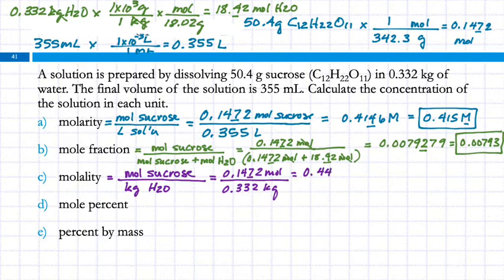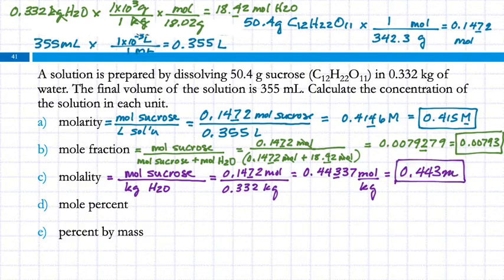That gives 0.44337 moles per kilogram. So 0.443 lowercase m, not meter, molality. Those lowercase m's can be confusing, but usually if you look at context, it's pretty simple to figure out that I don't mean that the concentration is 0.443 meters, right? Because that's not a concentration unit. Questions about that one?